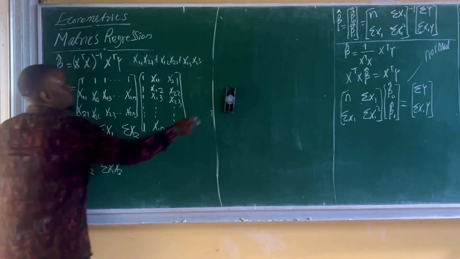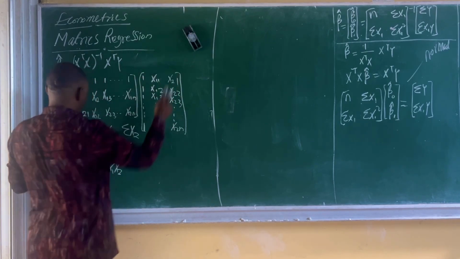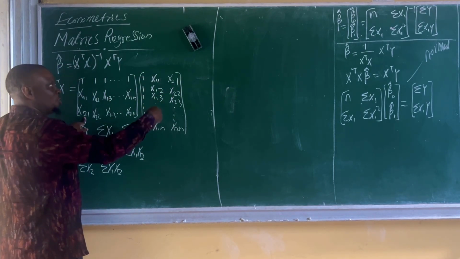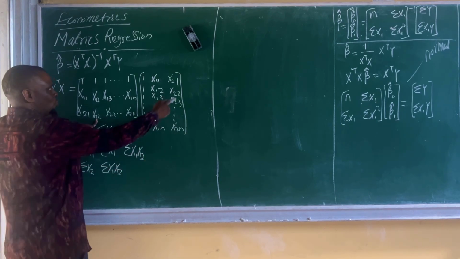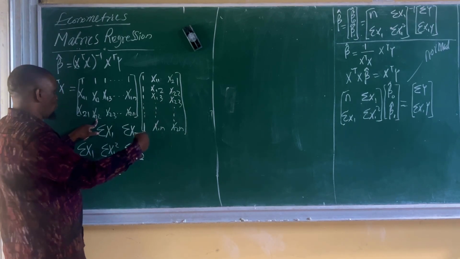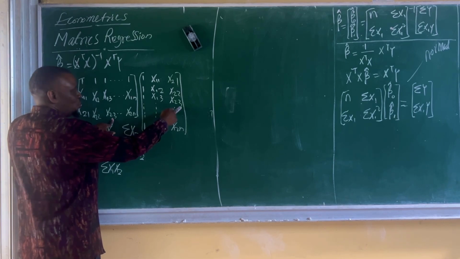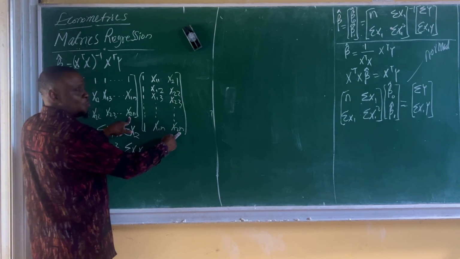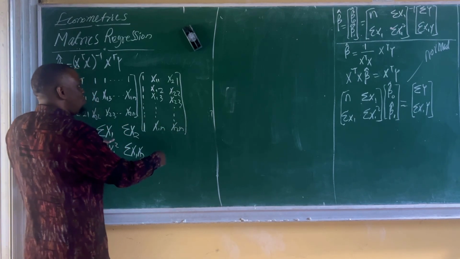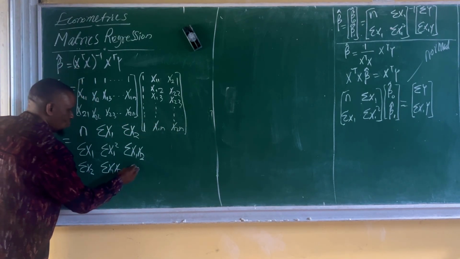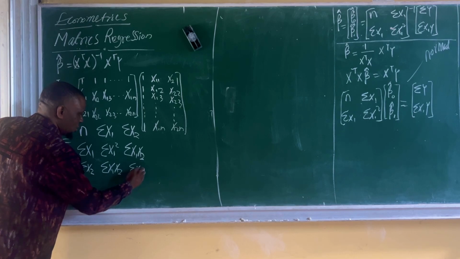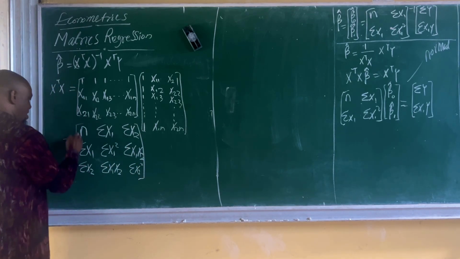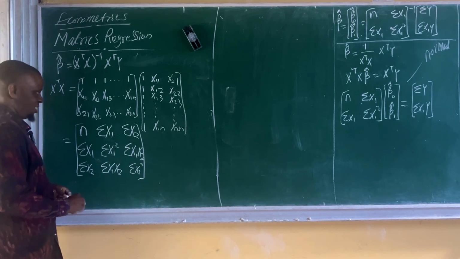And then the last one will be now x21 times x21 will be x21 square, plus x22 times x22 will be x22 square, plus x23 times x23 will be x23 square, and then x2n times x2n will be x2n square. So we're summing x2 square, which will be equal to summation of x2 square. So this is the result of the x transpose x.